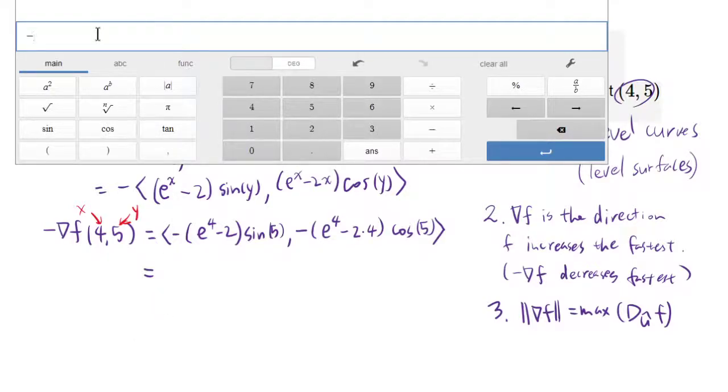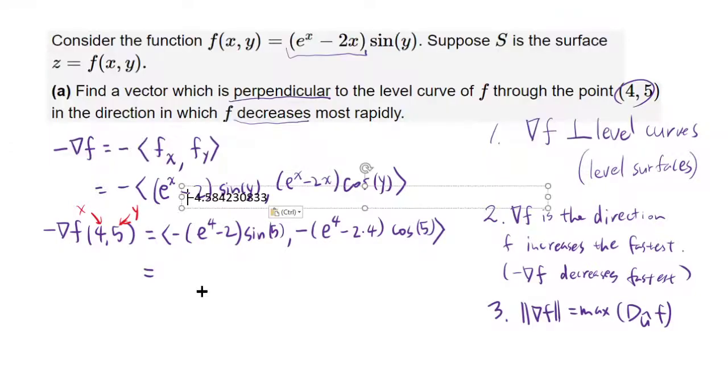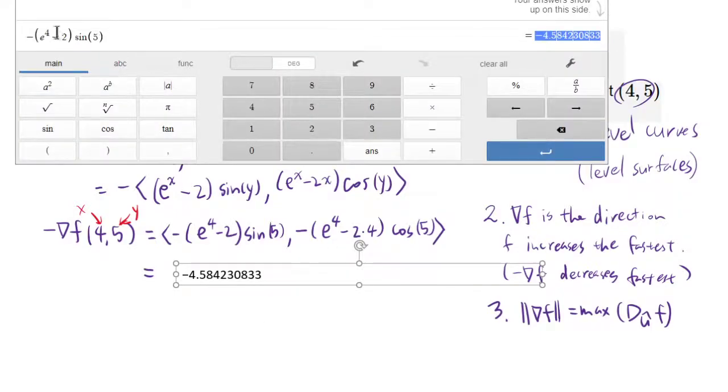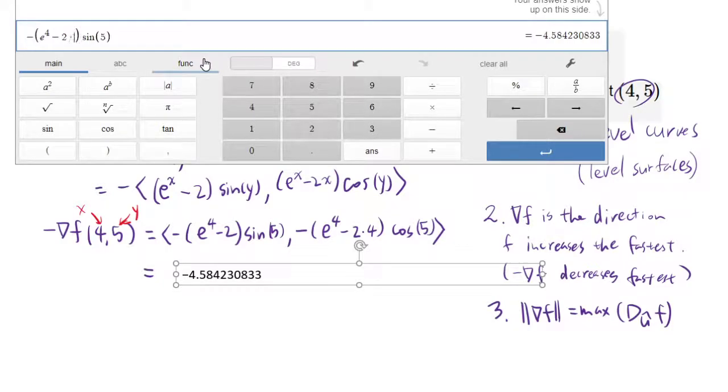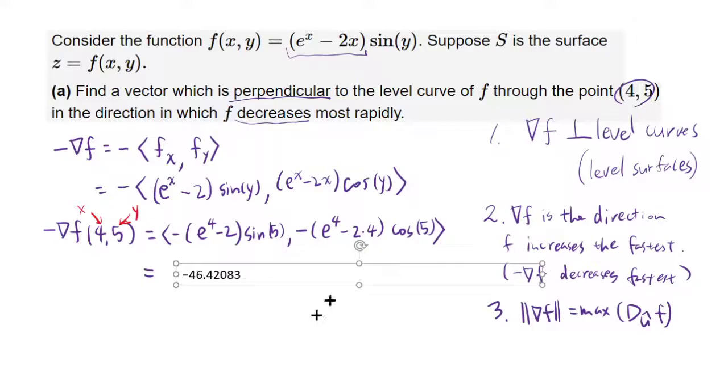That's pretty convenient. e to the 4th minus 2 times sine of 5. And that gives you this as the value. Let's paste it here. And for the second part, it's e to the 4th minus 2 times 4, and instead of sine, you need cosine. Okay, and that gives you negative 46.42.